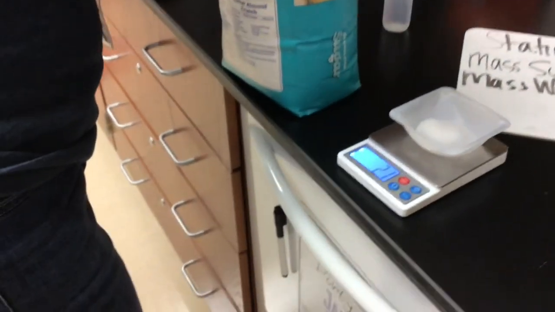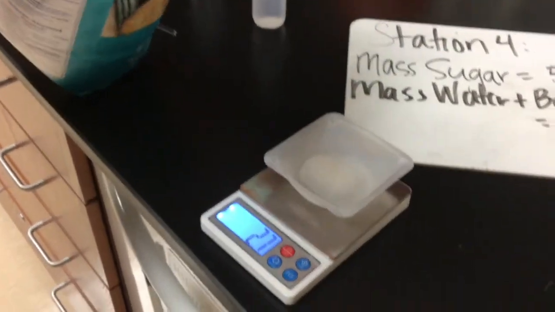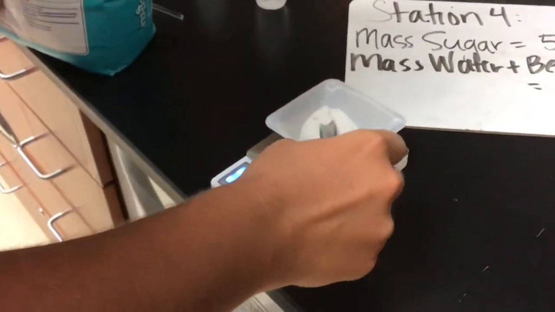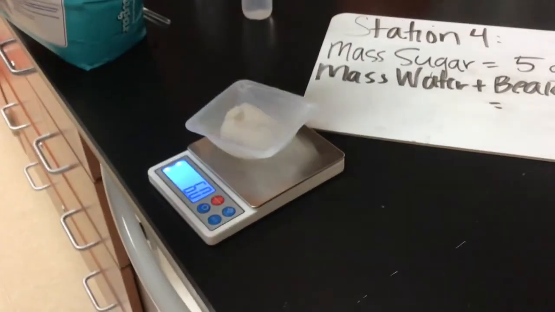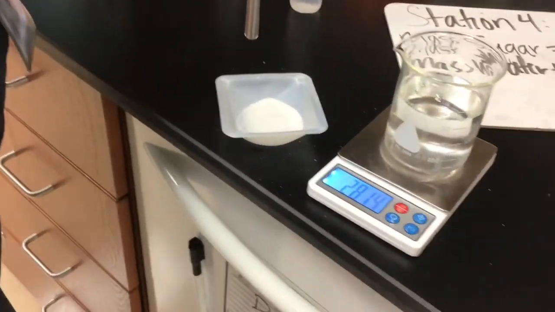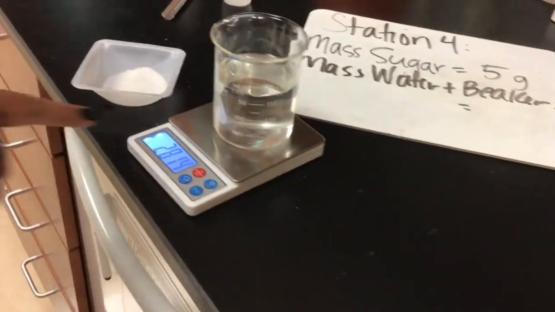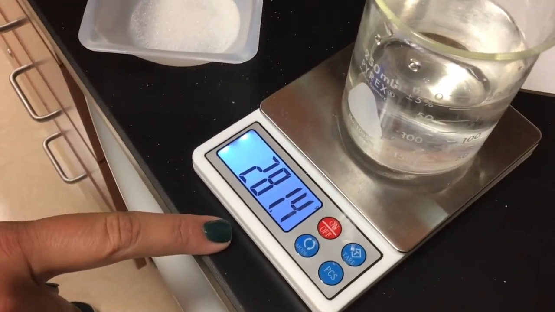All right, we are back now with station number 4, the mass of dissolved sugar. So we're measuring out the mass here, 5 grams of sugar. And we're going to try to add it to some water here and see if the mass changes as you add it to water, as it dissolves in water. Okay, so we have that measured out to 5 grams. And our mass of the water in the beaker is 281.4.